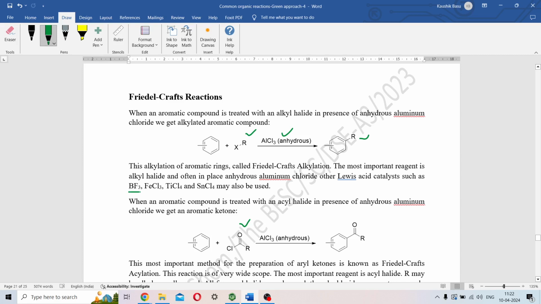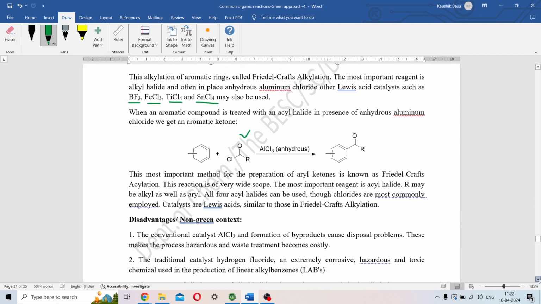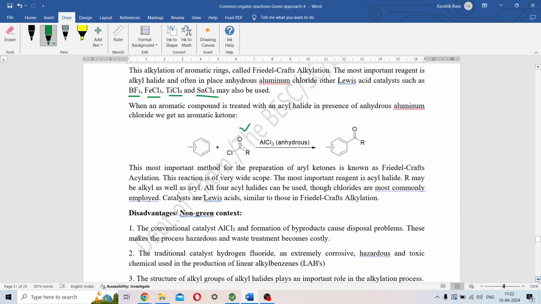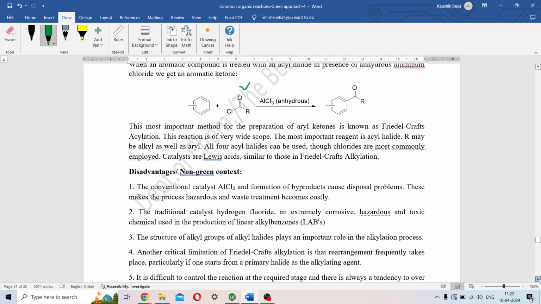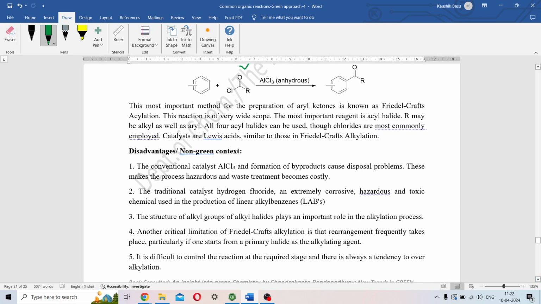So some of them are like boron trifluoride, FeCl3. FeCl3 is particularly impressive because of reasons that we have discussed earlier, and we will probably allude to this a little bit more. TiCl4, SnCl4, all these things have been used. So this looks okay, but certainly there are certain disadvantages or non-green aspects associated with this reaction as well.